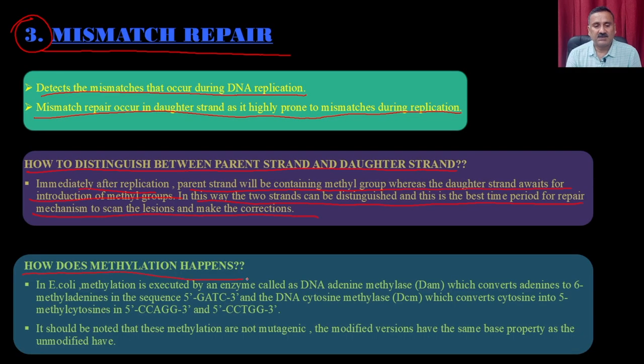How does the methylation occur? In E. coli, methylation is executed by an enzyme called DNA adenosine methylase, which converts adenosine to 6-methyl adenosine in sequences like GATC, and DNA cytosine methylase, which converts cytosine into 5-methyl cytosine in the 5' sequences. It should be noted that these methylations are not mutagenic. The modified versions have the same base properties as the unmodified ones.